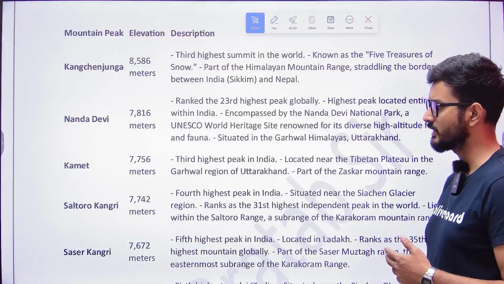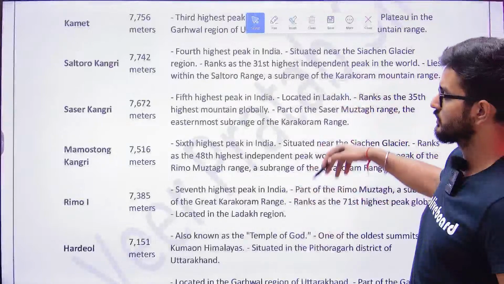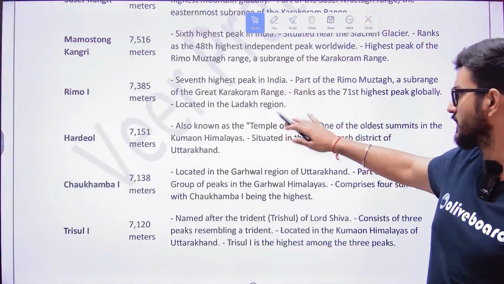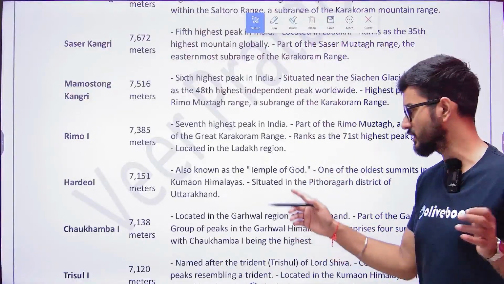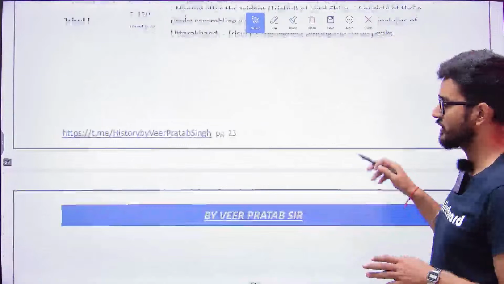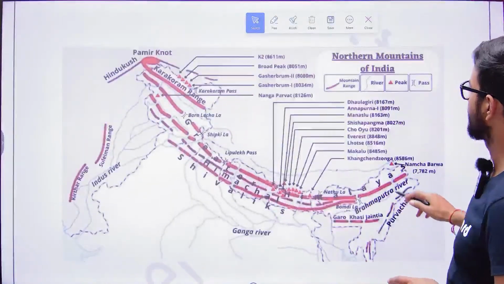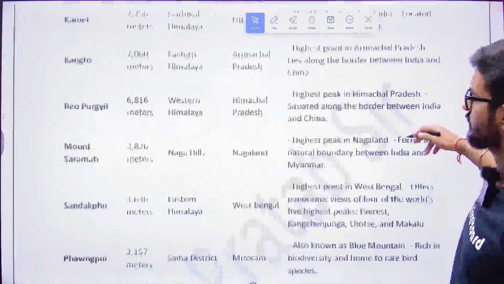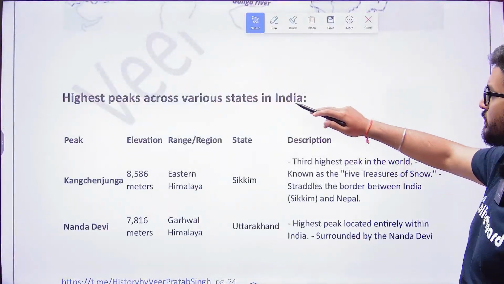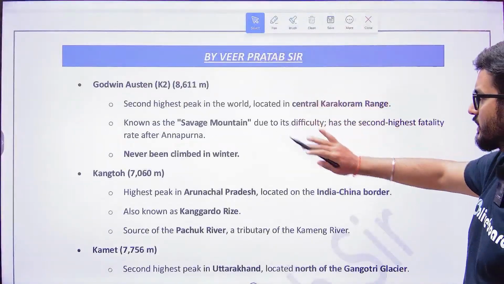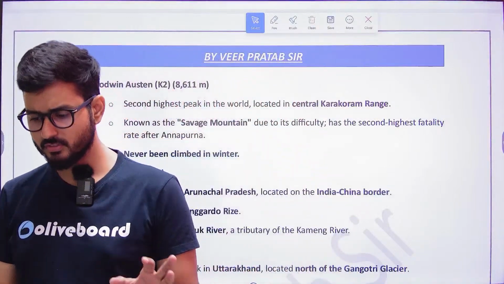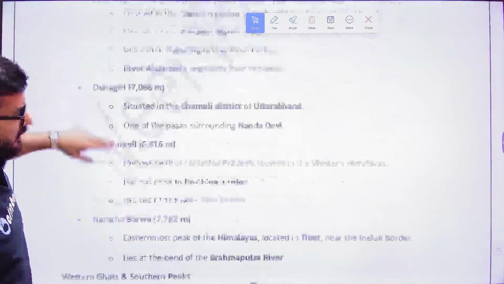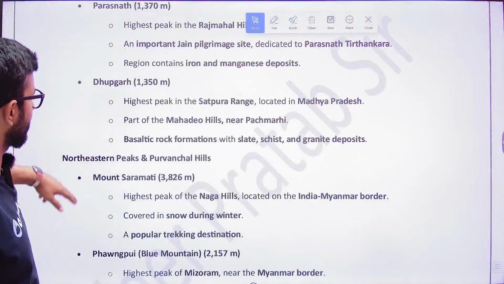Kanchenjunga, Nanda Devi, Kamet, Saltoro Kangri, Sansar Kangri. So these, and in which ranges they are there, in which states they are there, I have also added that. The important terms that are associated with these peaks, I have also added that. So these are the important peaks. Now this is another of the mountains. These are the highest peaks across the states in India. This is an addition to that. This is a list, and here I have added some of the most important terms and some of the most important facts that are associated with the peaks. These are some of the most important facts associated with all the peaks.